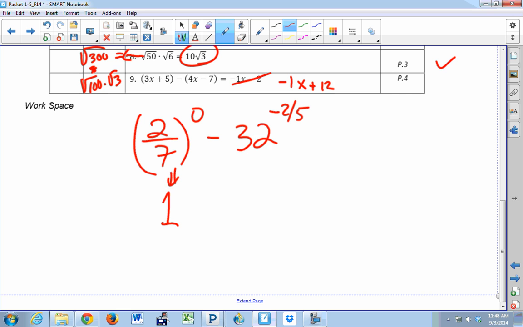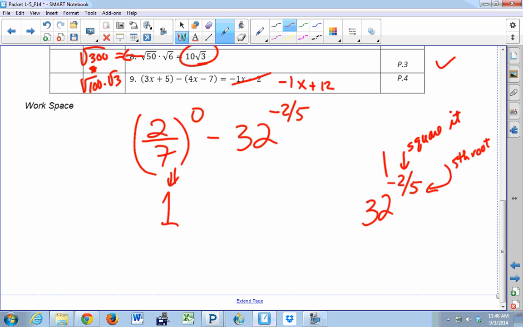Now this thing here, 32 to the -2/5. I was telling group 2 that this time of year we harvest potatoes, carrots, beets, a lot of root crops. People put their roots in the cellar. They store them in the cellar. Guess where the root goes? The root goes in the cellar, the denominator. So this tells you to take the 5th root of 32, then square it.